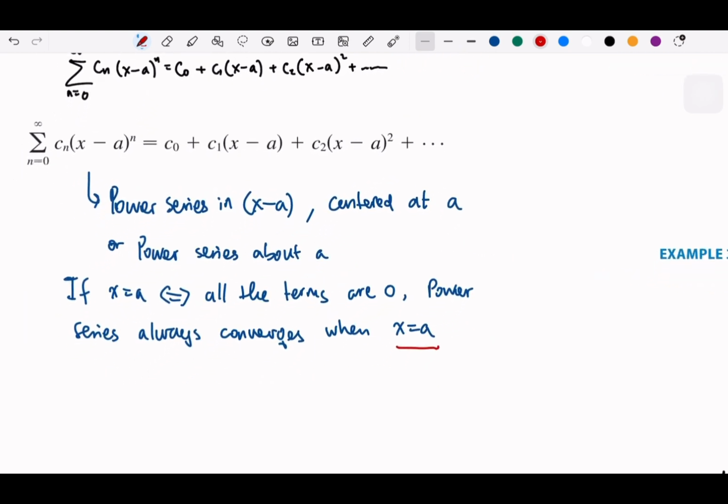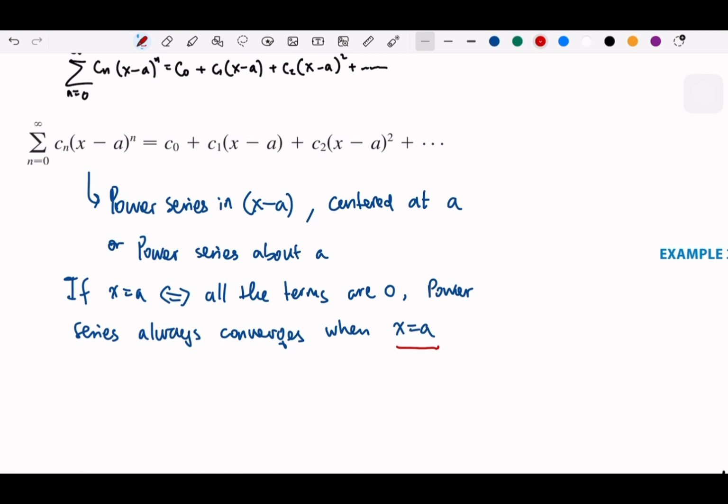And then, aside from knowing about the terms x minus a, what we want to know is, for example, if we have some series, the status of the convergence. Not only divergent or convergent, but whether it has some interval of convergence.